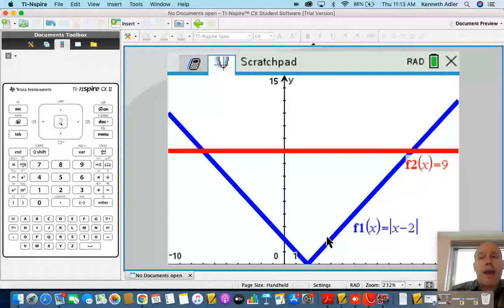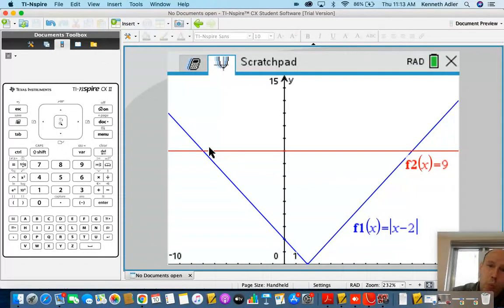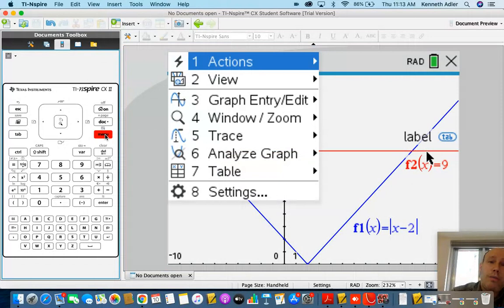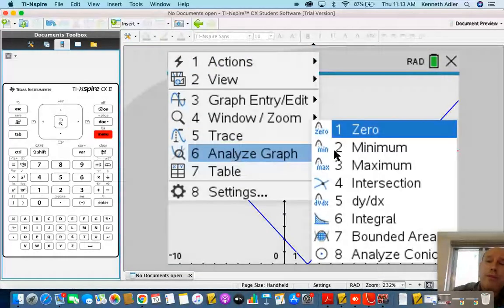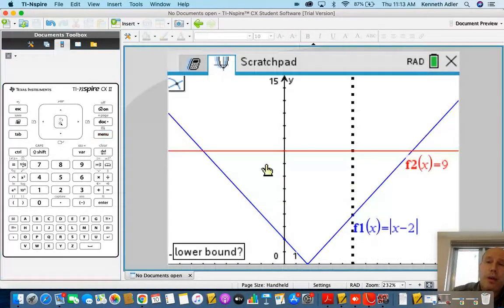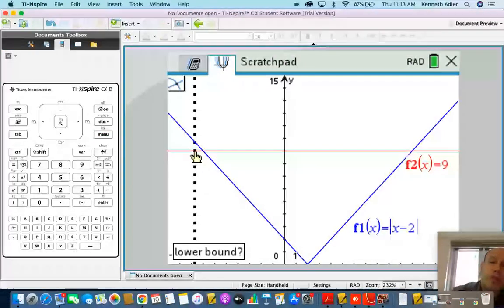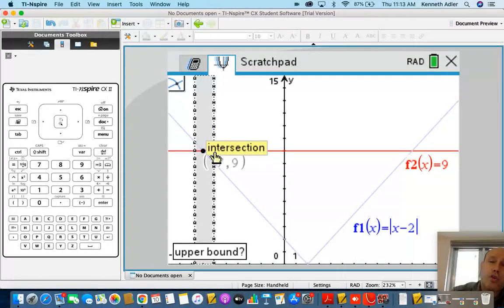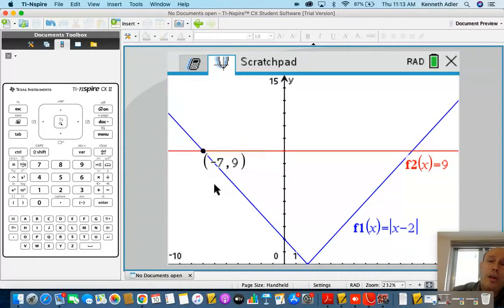Okay, nice. The question is, what are these two intersection points? Well, let's find the intersection. We know the y values are going to be 9. What are these x values? Once again, menu, analyze graph, intersection. Let's start with the intersection on the left. Move it a little bit to the left, hit enter. Move your cursor a little bit to the right, hit enter. The first intersection, x equals -7.